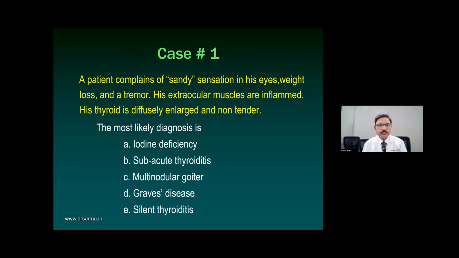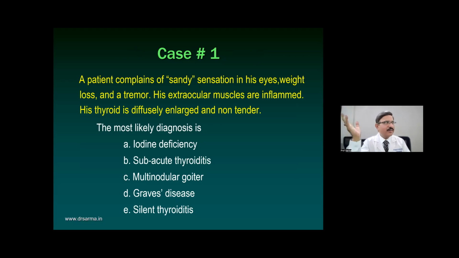The patient complains of sandy sensation in the eyes, weight loss, and tremor. His extraocular muscles are inflamed. His thyroid is diffusely enlarged and non-tender. What is the likely diagnosis? What are the things there in the clinical history, the presentation? The sandy sensation in the eyes means what? Ophthalmic symptoms are there. Weight loss, a general symptom, is there. Tremor, a specific hypermetabolic tremor, is there. Extraocular muscles are inflamed. That's also ophthalmopathy. And an enlarged thyroid is there.